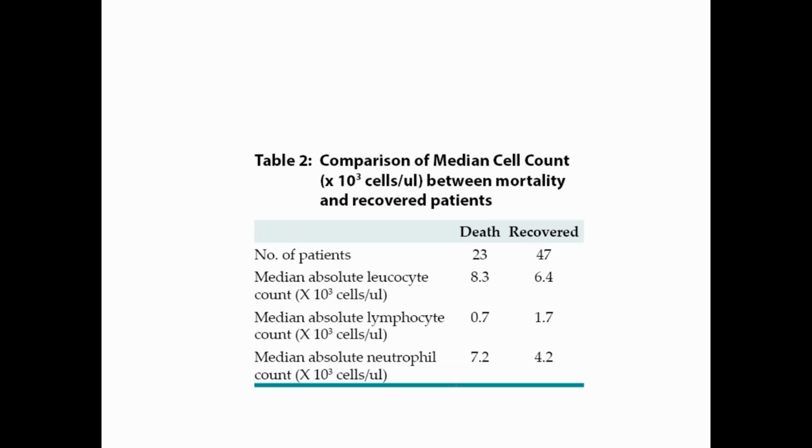in mortality COVID-19 patients when compared to a median lymphocyte count of 1.7 in asymptomatic patients. Neutrophilia was seen in both groups of patients. Median ANC in mortality patients was 7.2 and in recovered patients was 4.2.